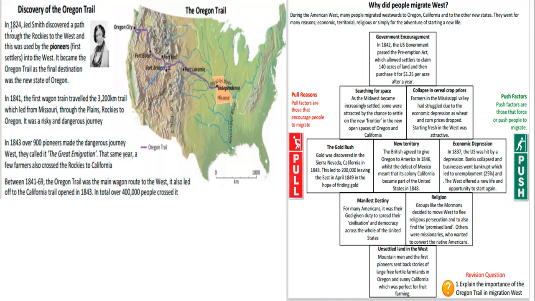possible. So in 1824, Jed Smith discovered a path through the Rockies to the west, and this was used by pioneers. So the pioneers were the first ever settlers into the west. It became the Oregon Trail as the final destination was the state of Oregon. Now in 1841, the first wagon train traveled the 3,200-kilometer trail, which led from Missouri through the plains, the Rocky Mountains, and then to Oregon.